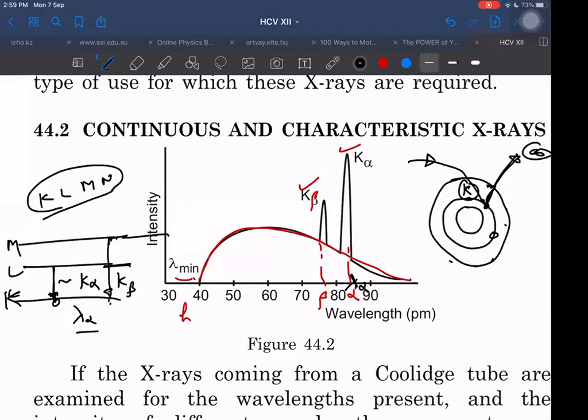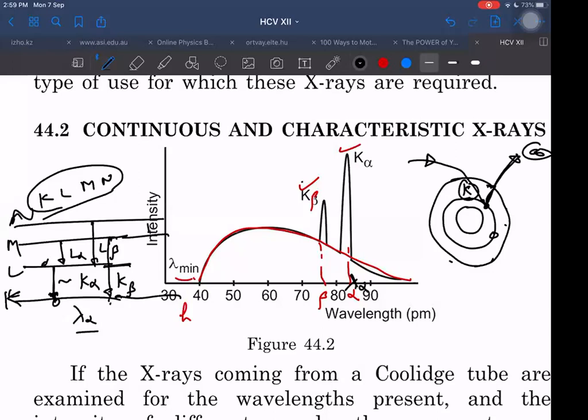What will be K gamma? If something comes from N. But that has even lesser probability, so there are very few chances. They are just representing K alpha, K beta. There could be K gamma sometimes, but mostly it will be K alpha, K beta. If an L shell electron escapes, then there could be L alpha, and if it comes from N to L, then it is called L beta transition. Photons can be regarded as K alpha, K beta, L alpha, L beta.